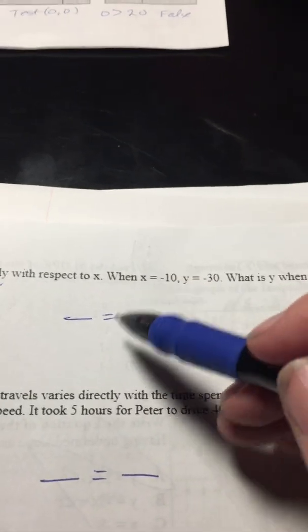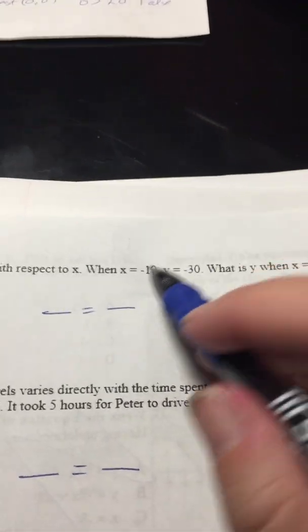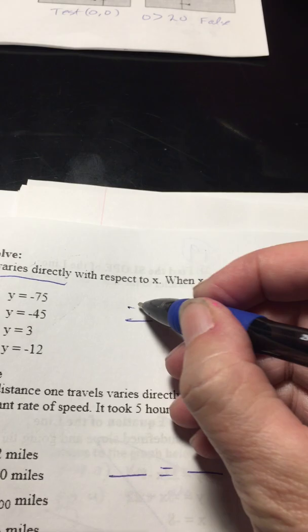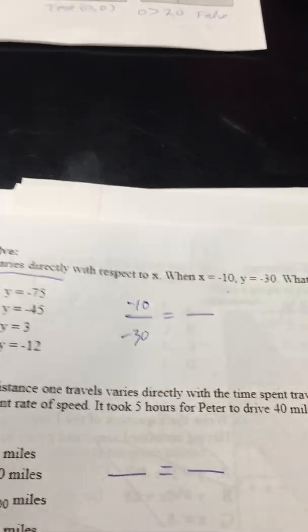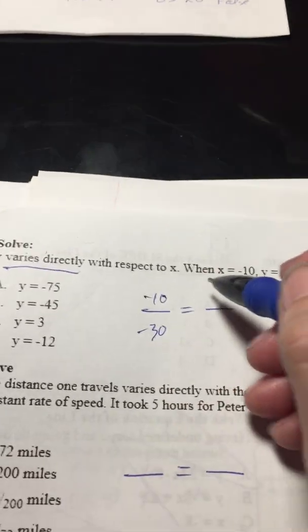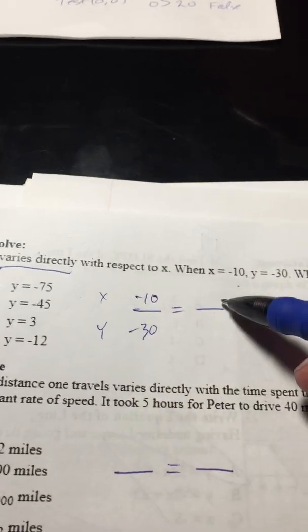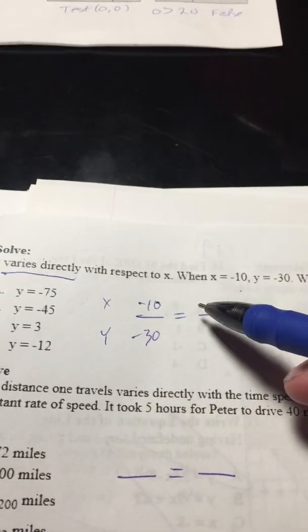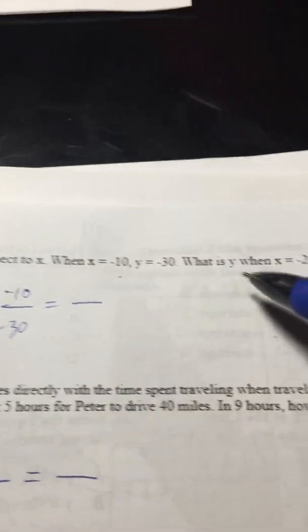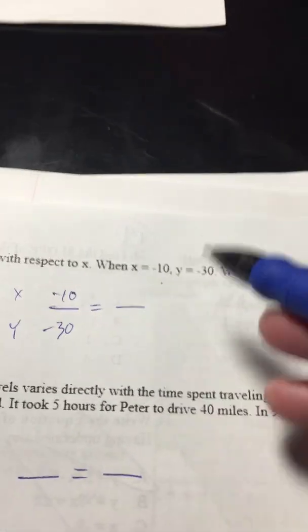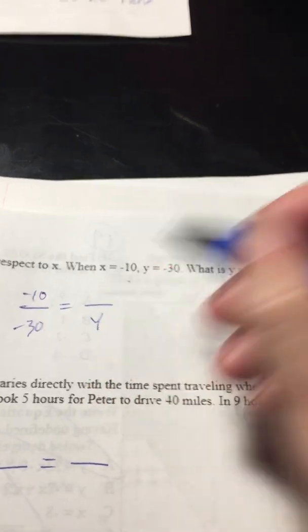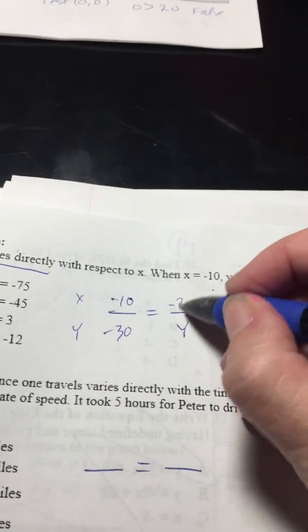So the first 2 numbers they give you make the first fraction. So x is -10 and y is -30. It does not matter which one you put on top or bottom, as long as you label which is which. I put the x on top and I put the y on bottom. So when I do my second fraction, I need to make sure the x goes on top and the y goes on bottom. So now they say to me, what is y? So I do not know y. So I'm going to leave y as y. When x is negative 25, and we put the x's on top, so that's negative 25.